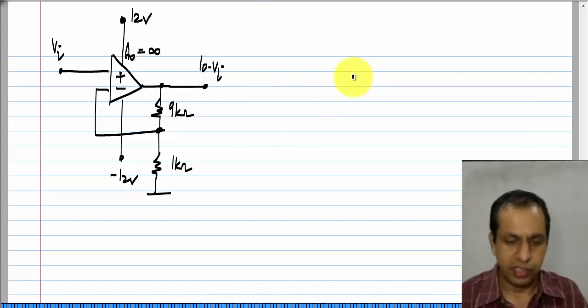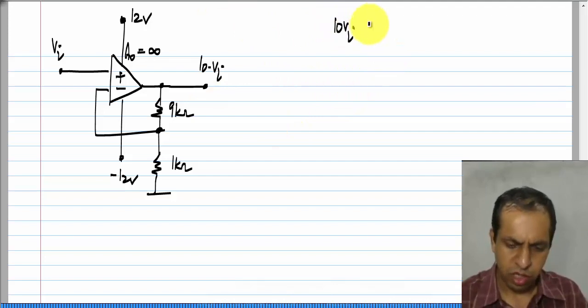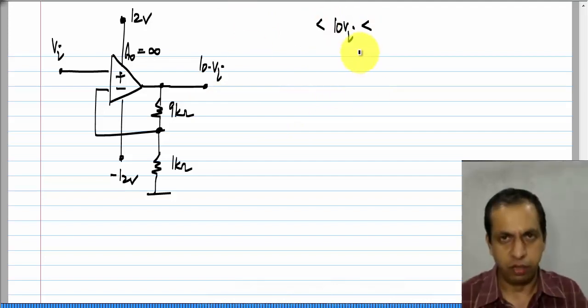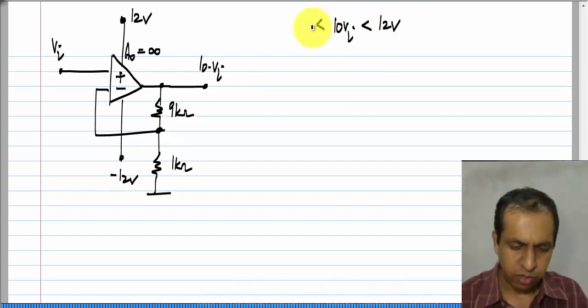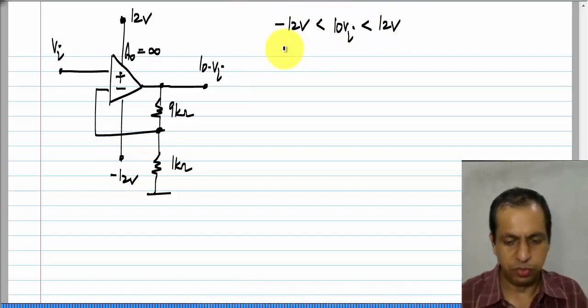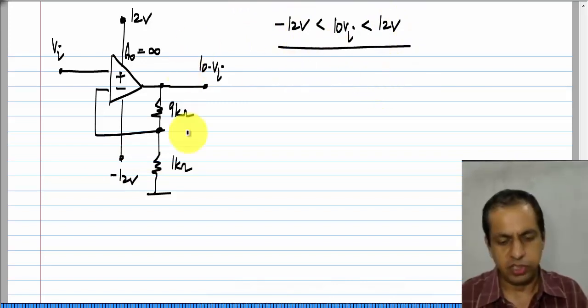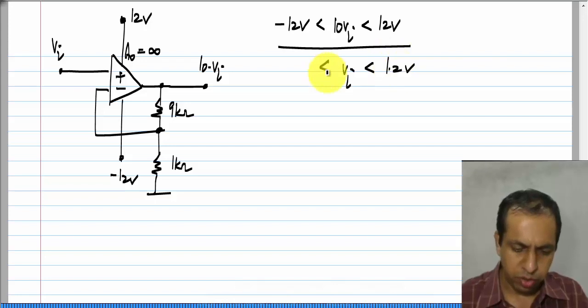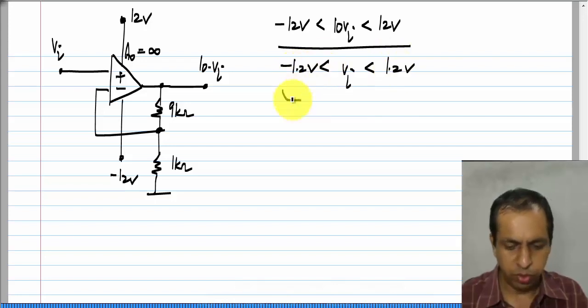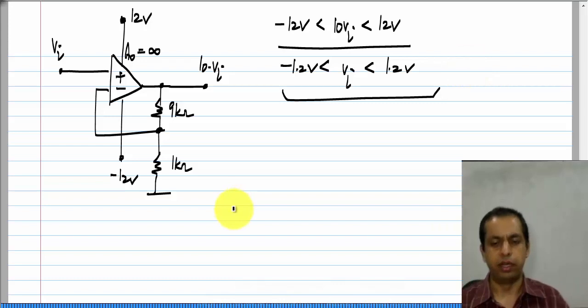Now, as I said, 10 VI, whatever the output voltage is, has to lie between the upper supply and the lower supply, which is 12 volts and minus 12 volts. That means that for this amplifier to work as expected, for it to work like an amplifier of gain of 10, VI has to be limited to 1.2 and minus 1.2 volts. Okay.